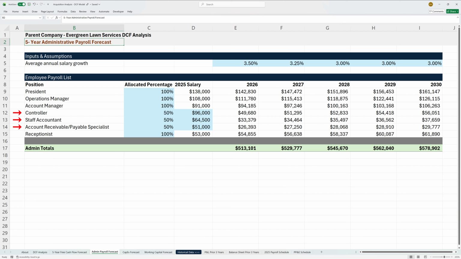Presumably, we have these functions at our own company right now, and we feel we can lower the administrative costs at the target company by allocating some of our existing employees to the accounting functions instead of multiple full-time people dedicated entirely to Evergreen. Then we have these assumptions for the year-over-year growth of these salaries.